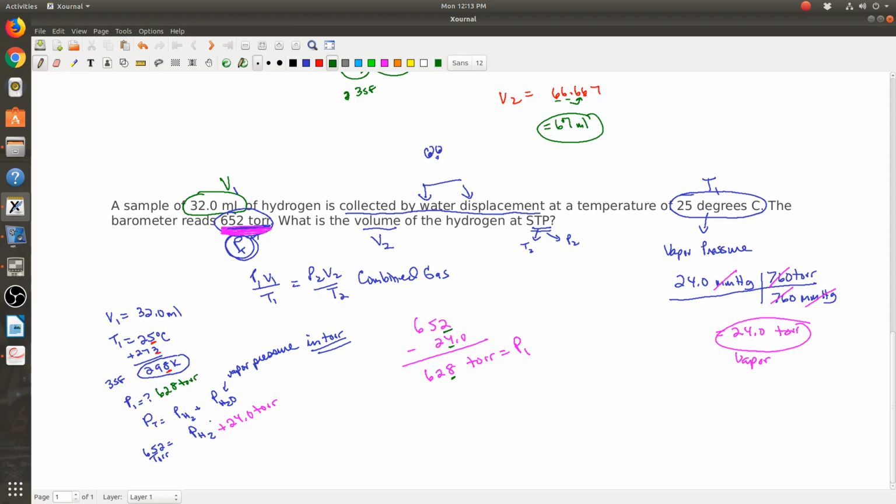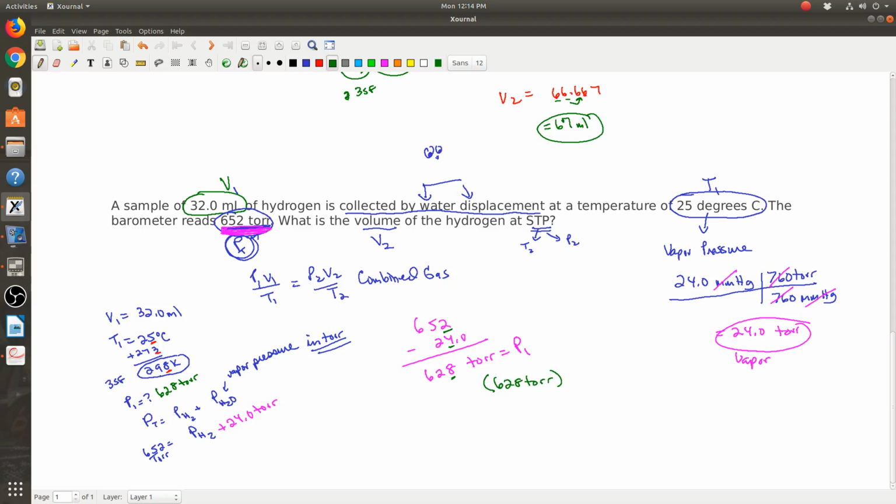People made this way more complicated. They went and they looked at the ATMs and then they converted it to torr, which is way more work than you needed to do. Please, be very careful about that. Now, if you did that, I did try to follow your work. But the next thing was put it all in the P1 V1 over T1. So P1 now is 628 torr.